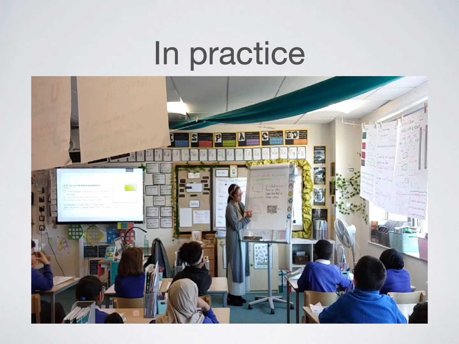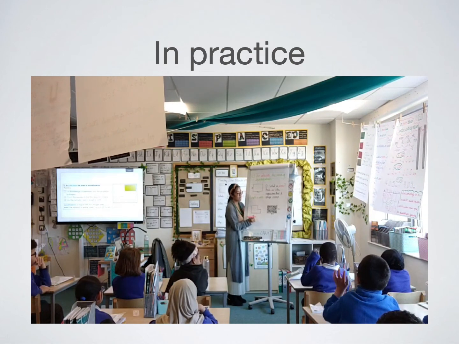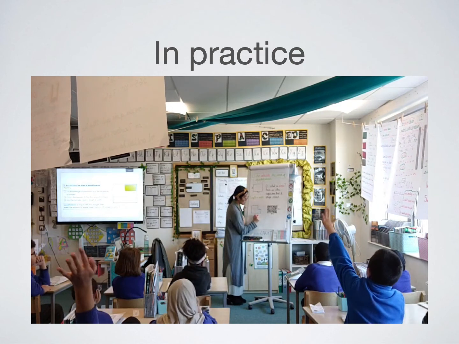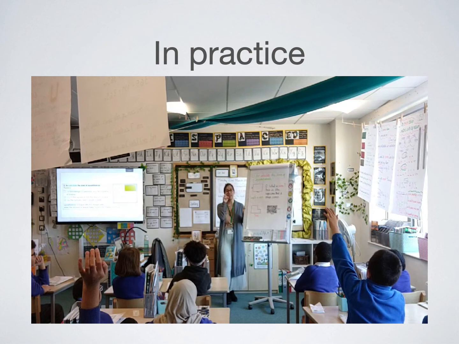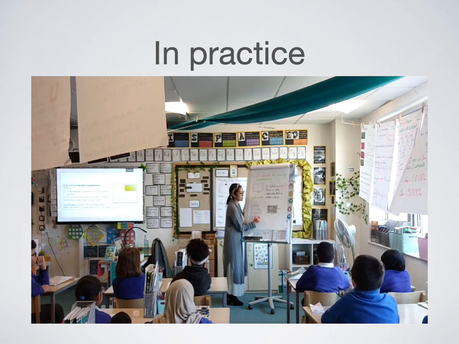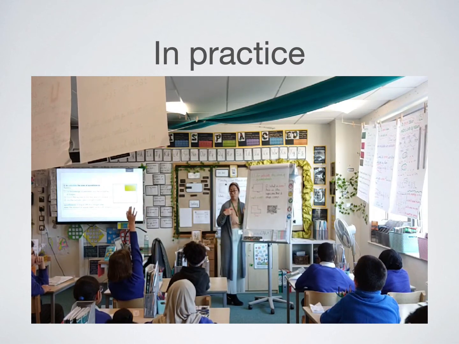So I know that my compound shape is 1, 2, 3, 4, 5 centimetres. 5 centimetres what though? Rafiq? 5 centimetres squared. Fantastic. 5 centimetres squared. So that's one way that I could find the area of my shape.